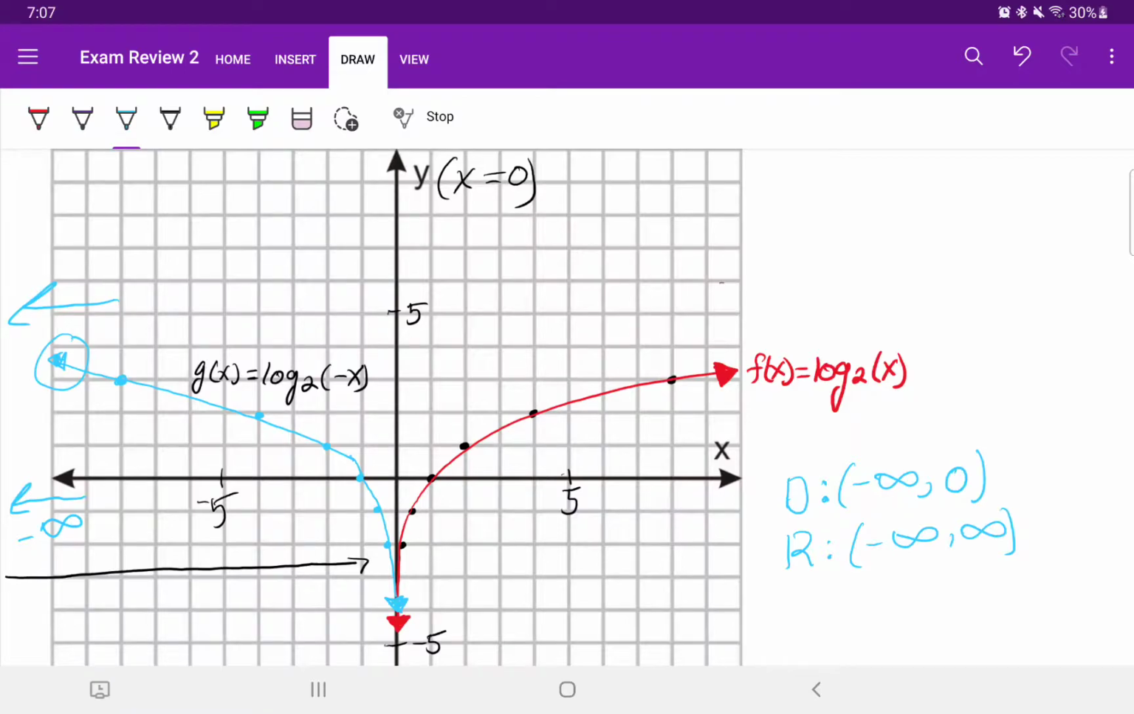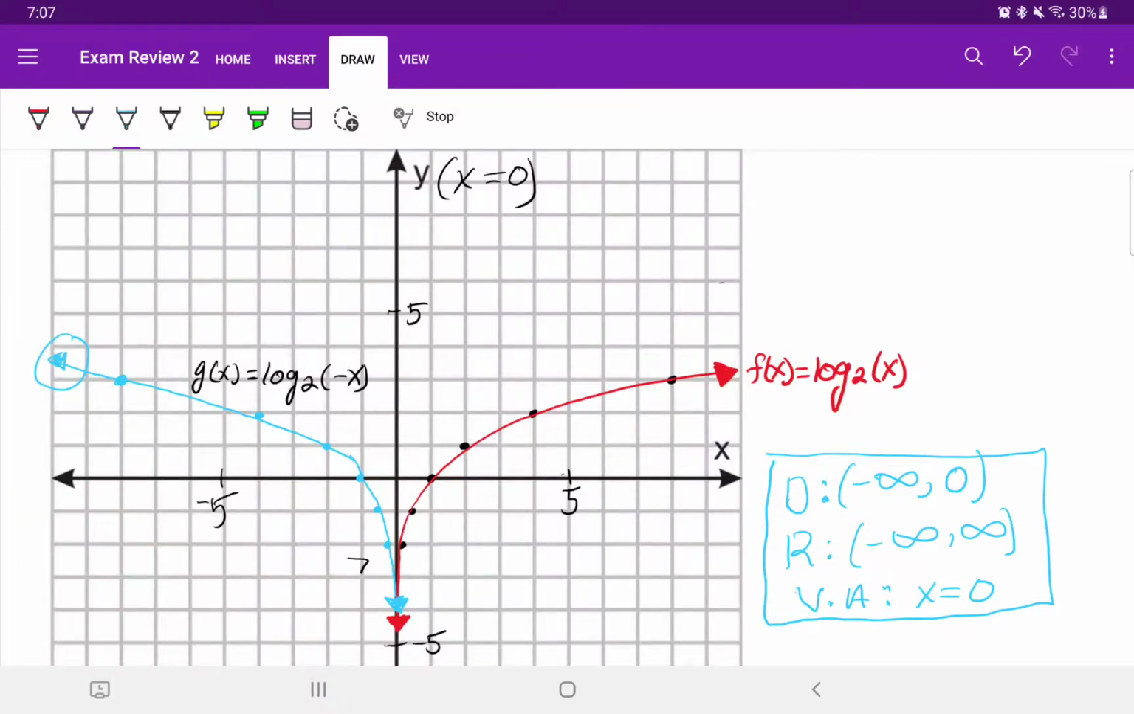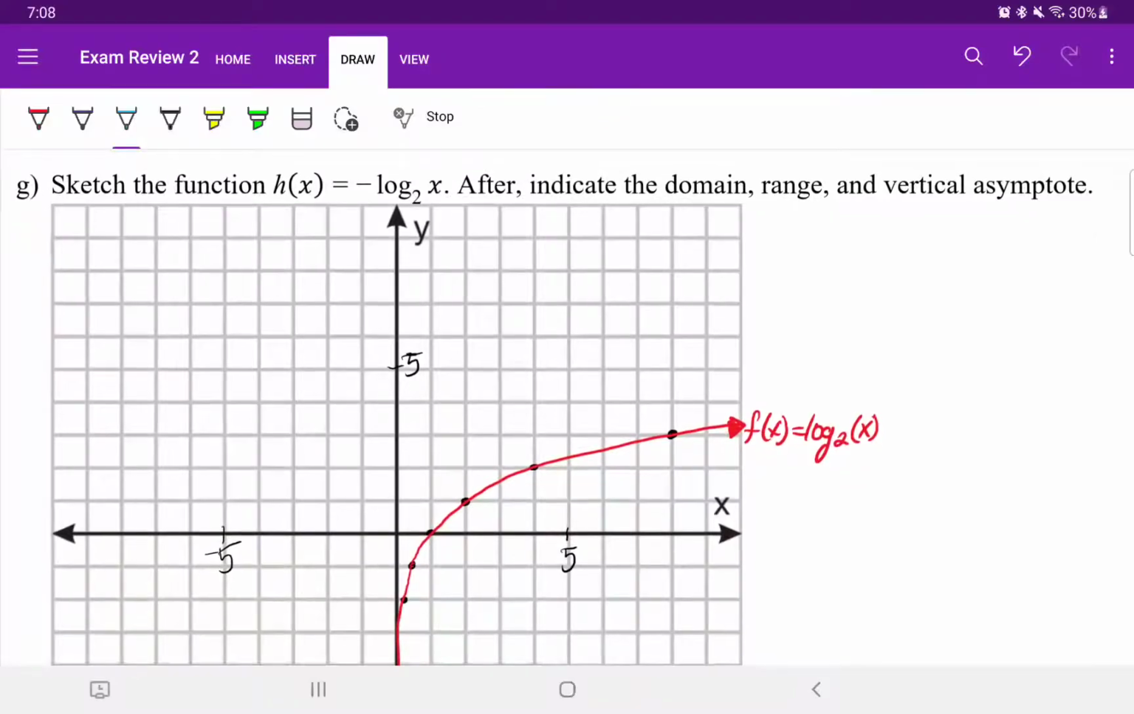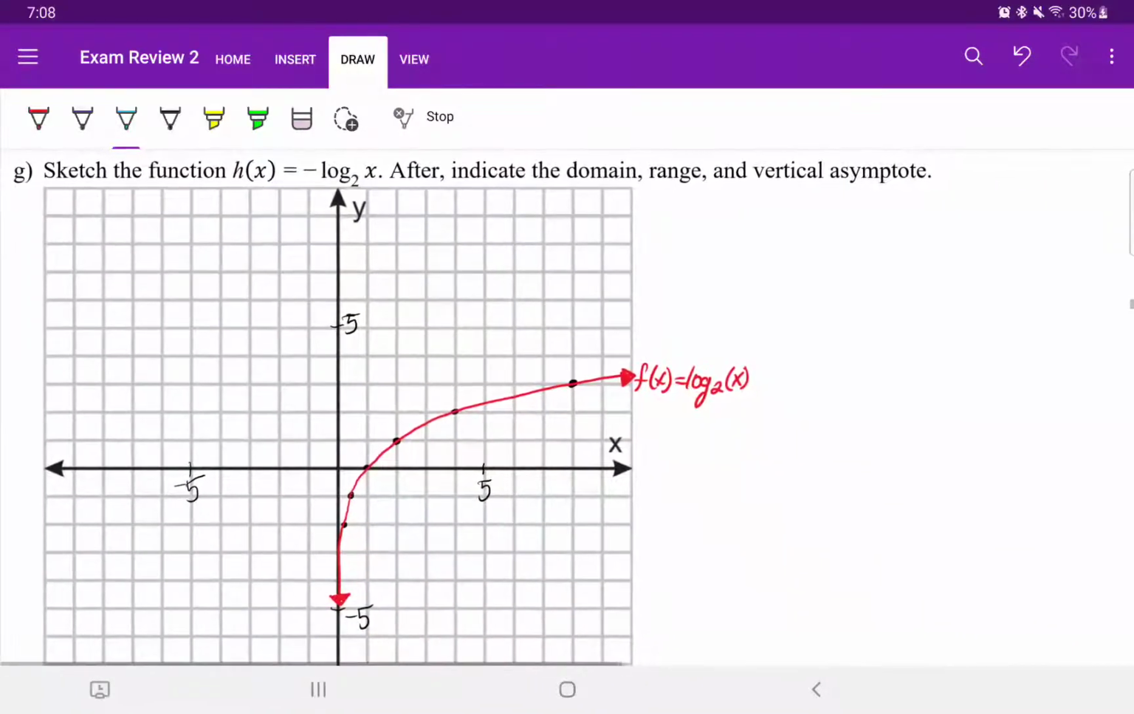The range of a logarithmic function is -infinity to +infinity. And because, once again, the function is approaching the y-axis, which is the line of x equals 0, my vertical asymptote is x equals 0. So we sketched the graph and we stated the domain, the range, and the vertical asymptote. Now, let's do the last one, which is a reflection over the x-axis. And when you reflect over the x-axis, you're changing the sign of every y-coordinate.